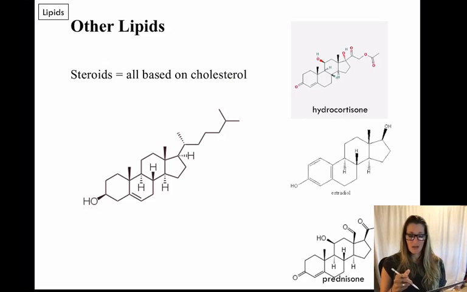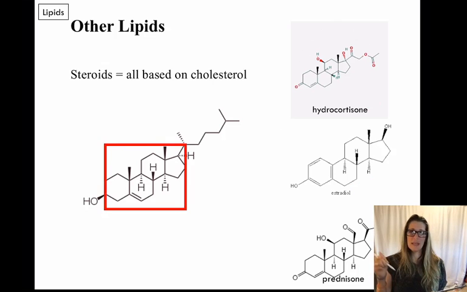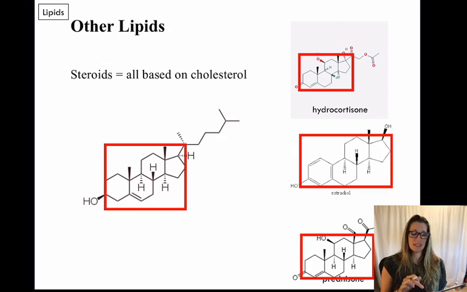You'll notice all of these different steroids. So hydrocortisone here, estradiol here, prednisone here. These are all different steroids, but they all have this one key feature. You'll notice that this 4-ring structure is present in every single one of these steroids. And so that is how you can always identify a steroid: it has this 4-ring structure that it gets from cholesterol, because they are all derived from cholesterol.